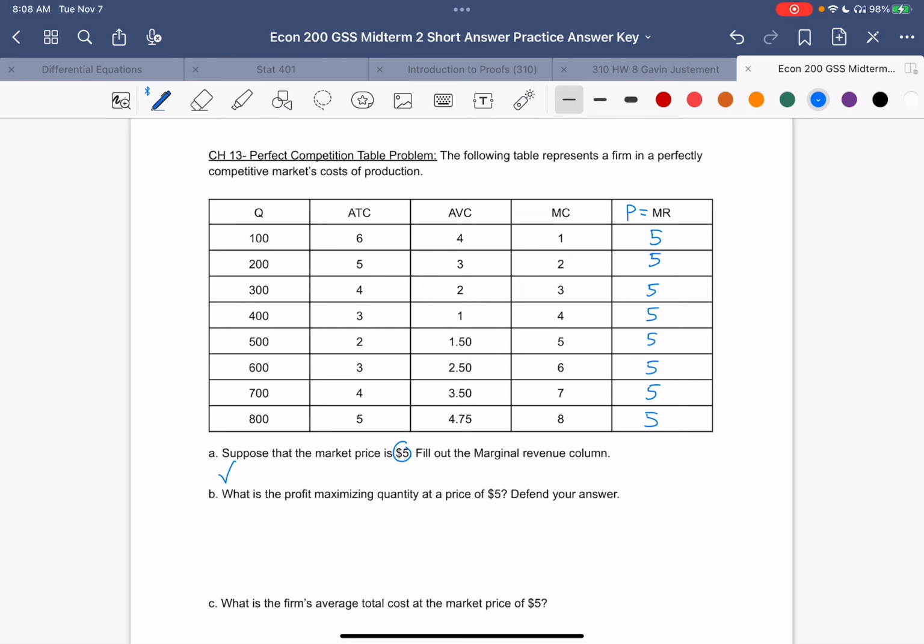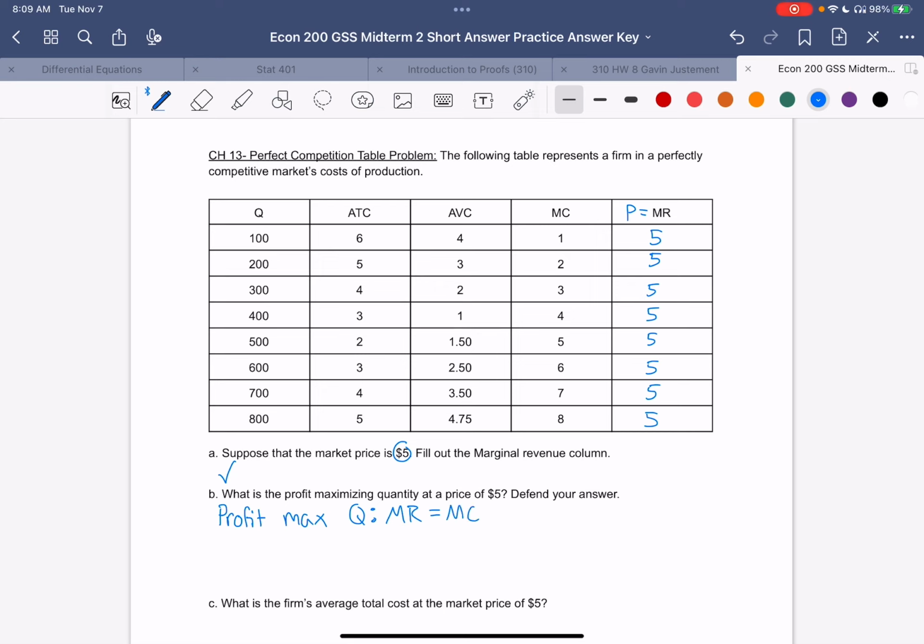So now, what is the profit maximizing quantity at a price of $5? So now we're trying to figure out how many units does this firm want to sell. Because remember, in perfect competition, what firms choose to maximize their profit is the level of quantity that they sell. They have no effect over the price, as you can see. They have no market power to determine the price. So what they're doing is they're choosing the quantity that they want to produce. And remember that profit maximizing quantity is where marginal revenue is equal to marginal cost.